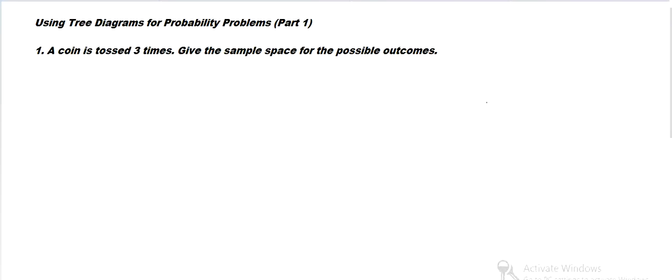I've got a few problems from students about using tree diagrams for some probability problems. So we've got a coin tossed 3 times. We want to list all the possible outcomes.